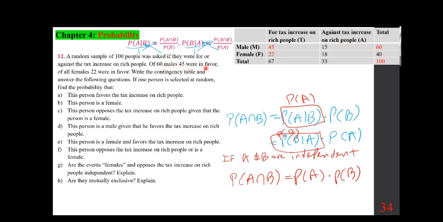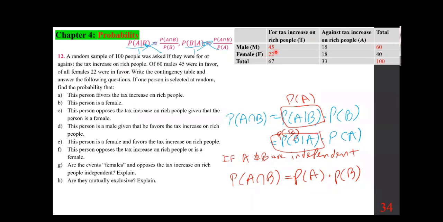When we continue, it says of all females, which means we don't know the total size for females, 22 were in favor. So under favor, in front of female, we have 22, and we don't have the rest of it. So again, we have all those red ones.